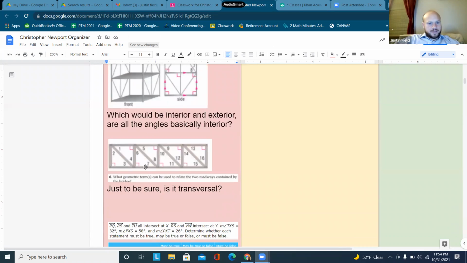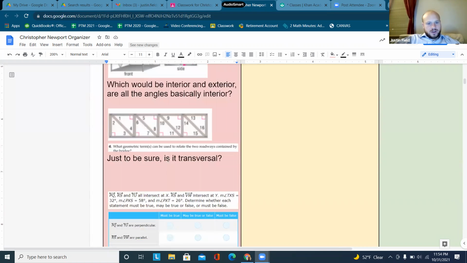Excuse me. All right. Just to be sure, is it transversal? What geometric term can be used to relate the two roadways contained by the bridge? The two roadways contained by the bridge. Is that roadways? The two roadways. What two roadways?